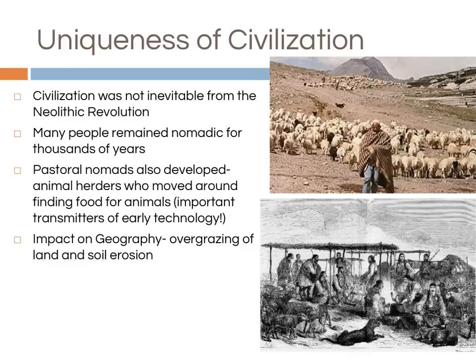One of the key things about pastoral nomads is that they help spread technology, because as they moved from city to city with their animal herds, as they learned about new things, they told people about those things in other places. They also had an impact on geography. Sometimes their animal herds overgrazed, and so that led to soil erosion, just like farming.